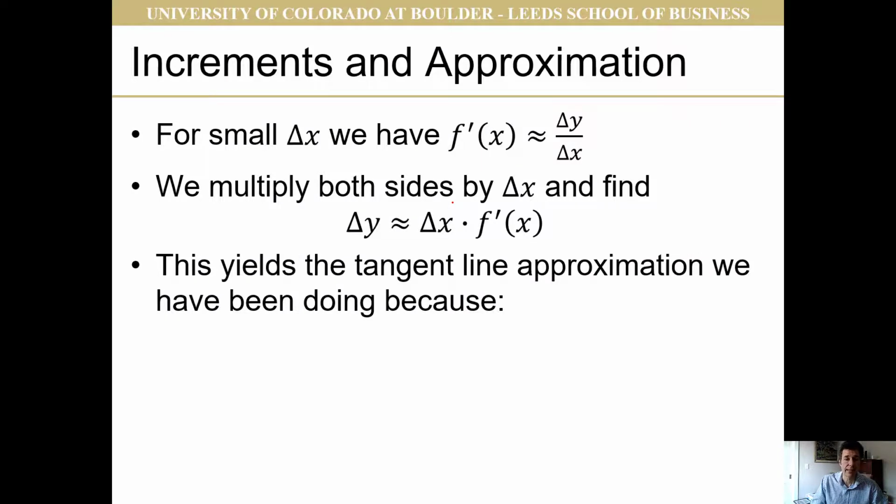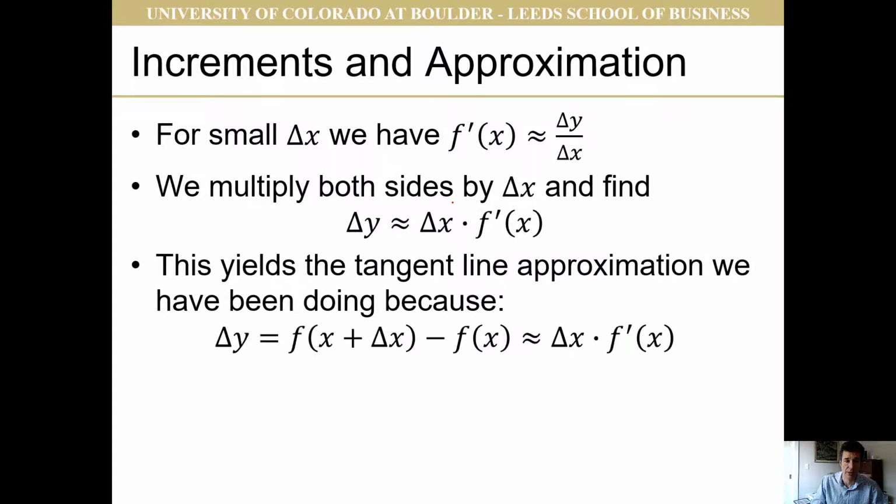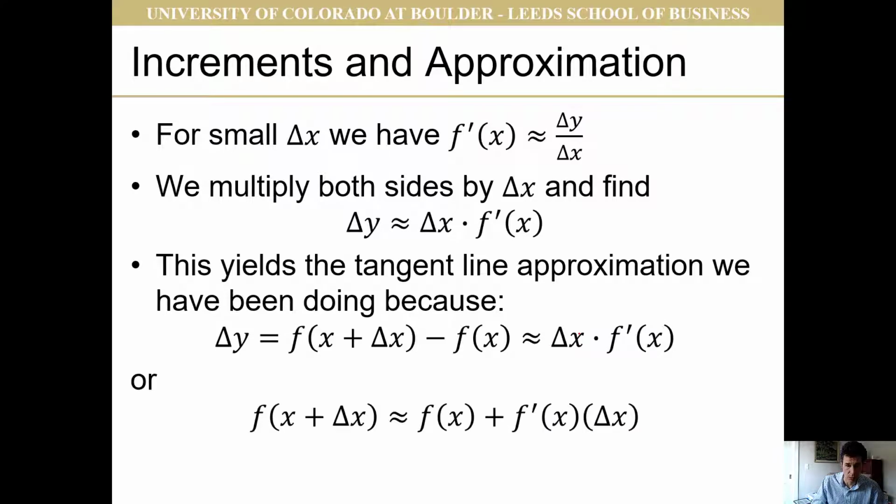Now this yields the tangent line approximation. So delta y is f of x plus delta x minus f of x. It's approximately delta x times f prime of x. Or f of x plus delta x is approximately equal to f of x, this is just rearranging, plus f prime of x times delta x. So the value of the function a little bit away, delta x is some small number, from x is approximately equal to the value of the function at x plus the derivative times the change in x.